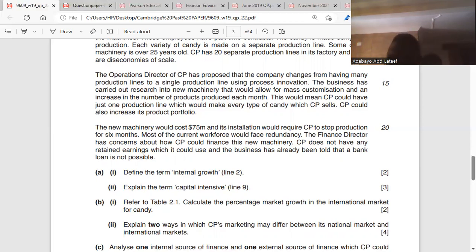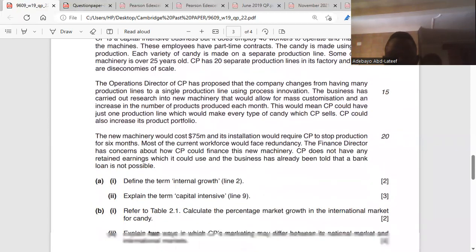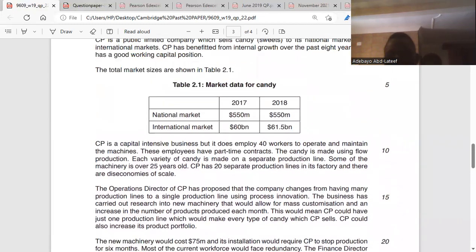B, refer to table 2.1 and calculate the percentage market growth in the international market for candy. So we have to use the table again. Go back to the table, the market data for candy. The question is saying we should calculate the percentage market growth in the international market for candy. So we'll go to the international market.